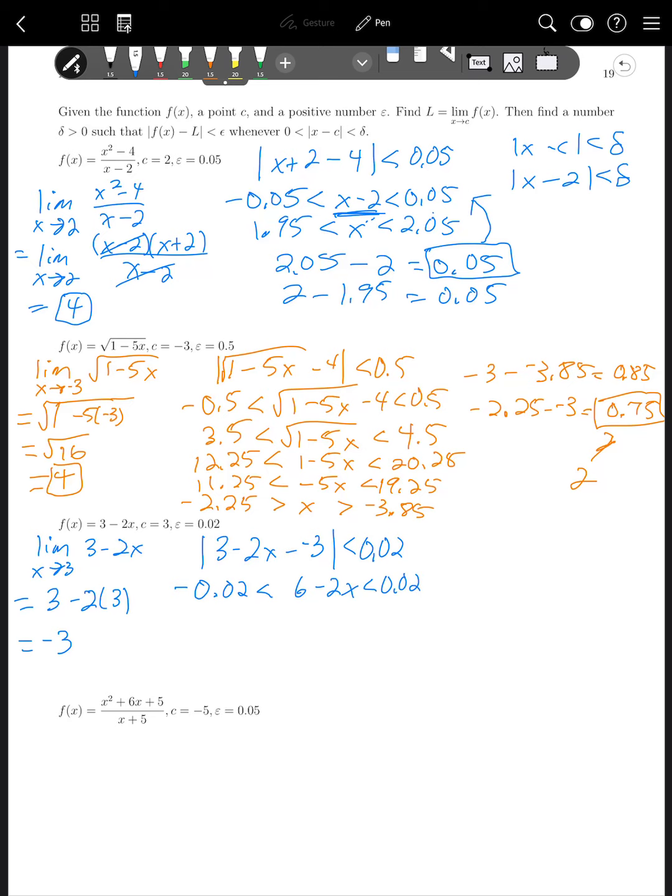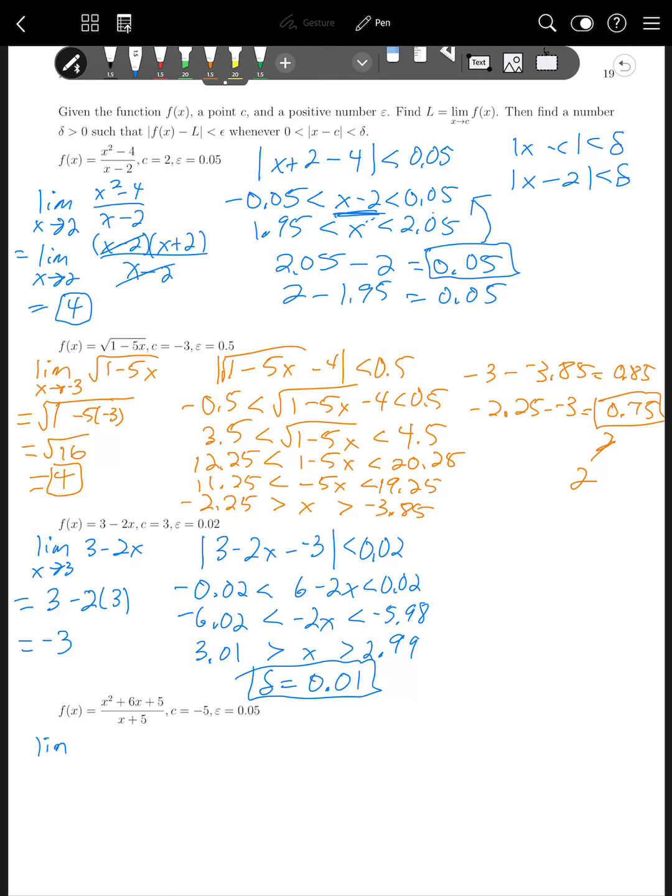Subtract 6 from both sides and you get negative 6.02 is less than negative 2x, which is less than negative 5.98, and divide by negative 2. So that'll be 3.01 is greater than x, which is greater than 2.99. Okay, and so in this case, these are both 0.01 from c, from 3, so the answer will be 0.01. And the last one, same idea.